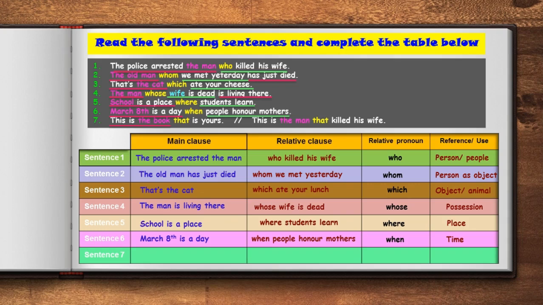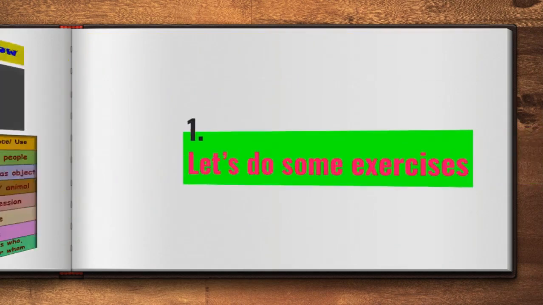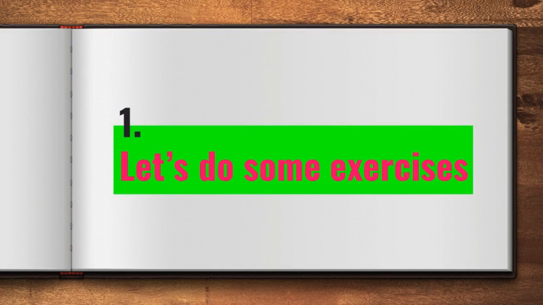We've got that. So in sentence number 7, let's take number 1 as an example: this is the book that is yours. The main clause here is "this is the book," very good. And the relative clause is "that is yours," right? What is the relative pronoun we used here? It is "that." When do we use that? We use it to replace who, which, or whom. That's very nice. Okay, and then we are going to move to do some exercises.